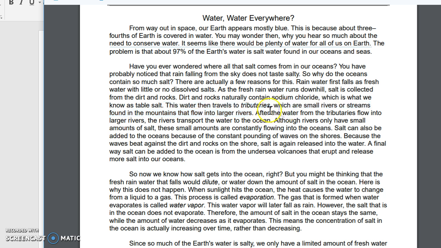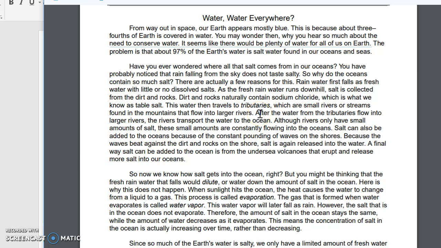Because if we look here, we see that the word is italicized, which shows us that the author wants us to pay particular attention. He wants to emphasize that word to us. And we note that that magic punctuation mark, that comma, is going to offset the definition. And there it is. So it says tributaries. Tributaries are small rivers or streams found in the mountains that flow into larger rivers. So we're going to continue.